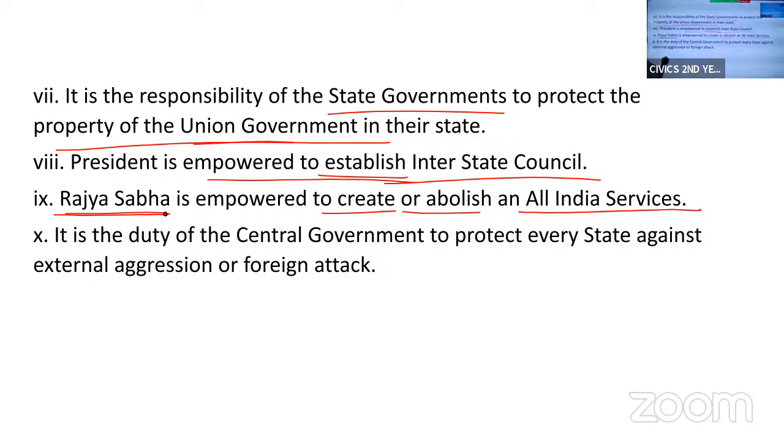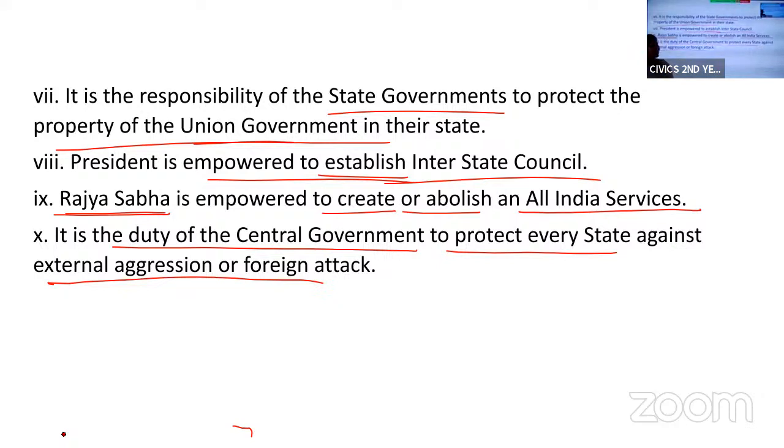Now, it is the duty of the central government to protect every state against external aggression or foreign attack. The security of the country is in the hands of the central government. It is the responsibility of the central government to protect every state from foreign attack or external aggression. So these were the administrative relations between the center and the state.